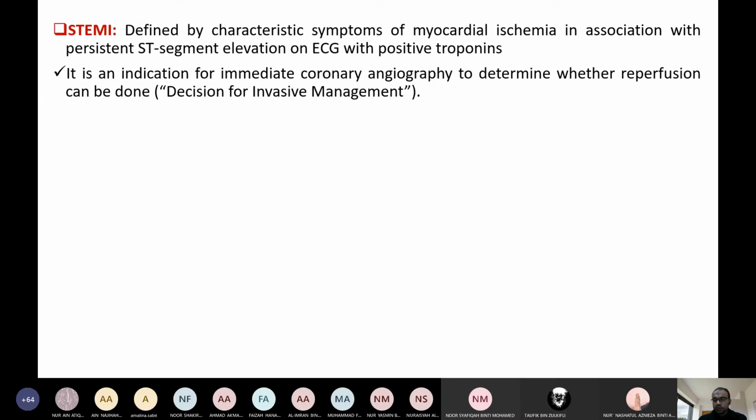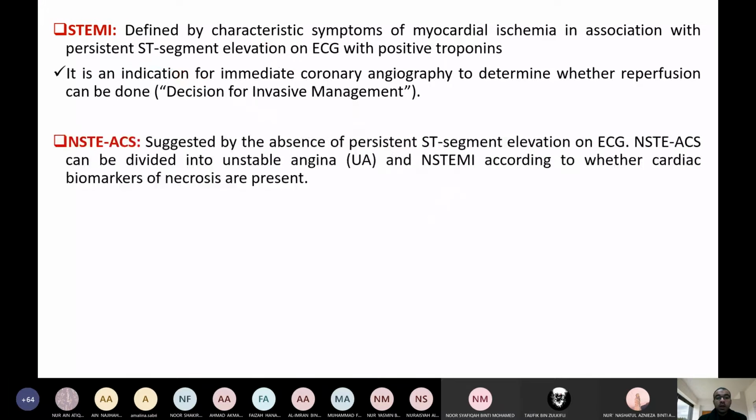In STEMI, most of the time, as we'll discuss later, this is the most severe and the most serious presentation of ACS, and most of the time the effective management will be the immediate angiography, the invasive approach, as we'll discuss later.